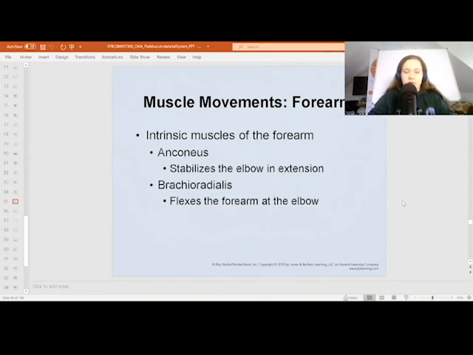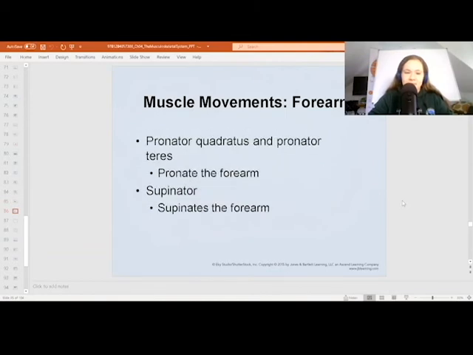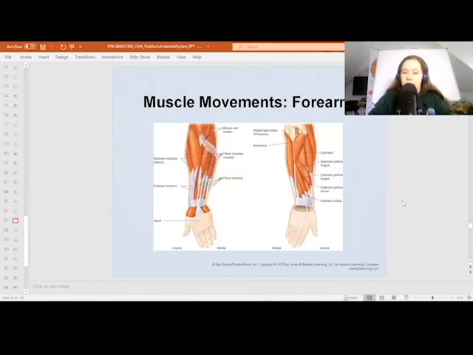Intrinsic muscles of the forearm. Anconeus stabilizes the elbow in extension, and brachialis flexes the forearm at the elbow. Pronator quadratus and pronator teres pronate the forearm, and supinator supinates the forearm.